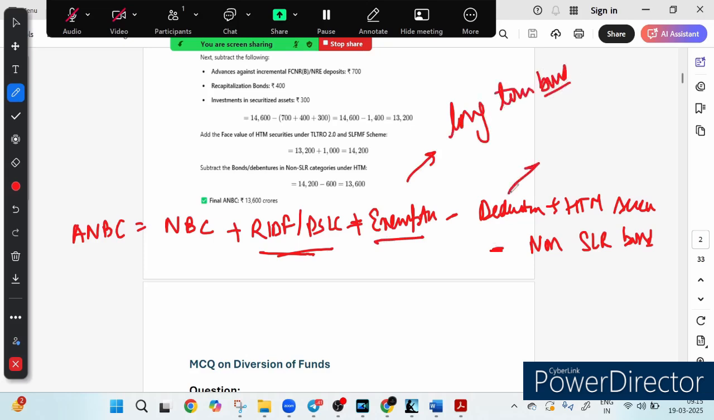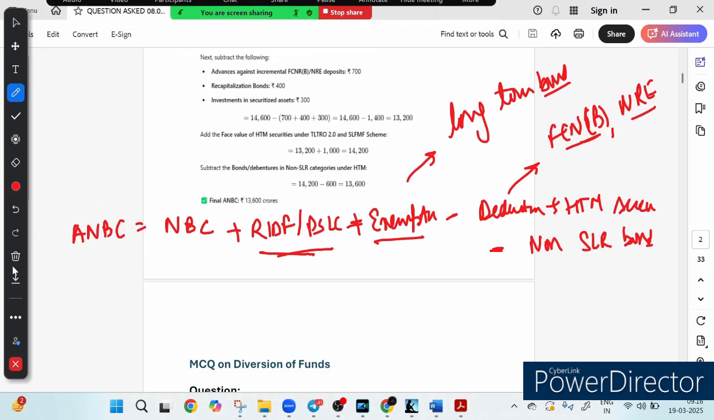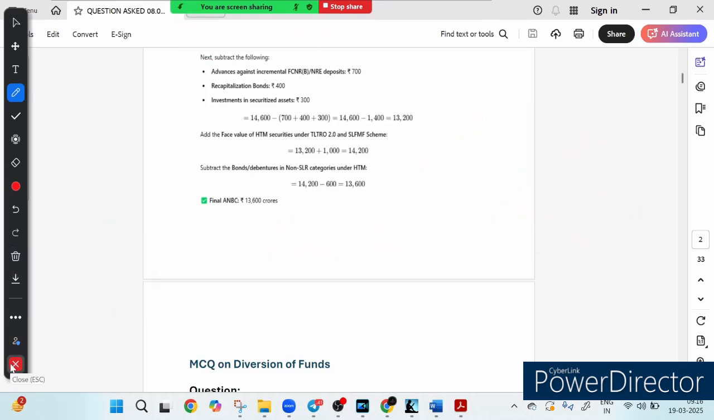And deduction includes advance against FC and RB. So whatever advance has been given against FC and RB, and whatever advance has been given against NRE deposit, recap bond, this has to be deducted. Right. So carefully consider addition and deduction. Missing even one component can lead to incorrect answer. So this is how you have to compute the A and BC. Please remember the formula. This will help you compute it.